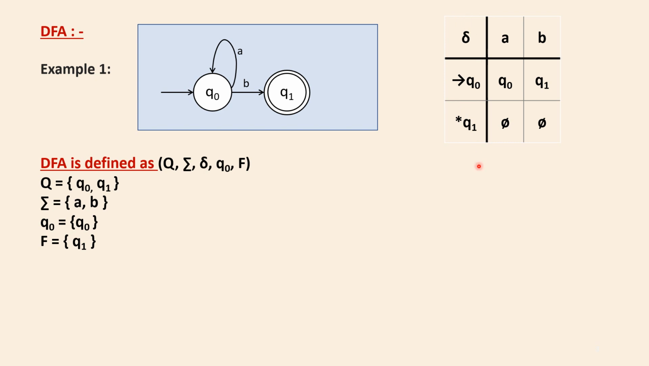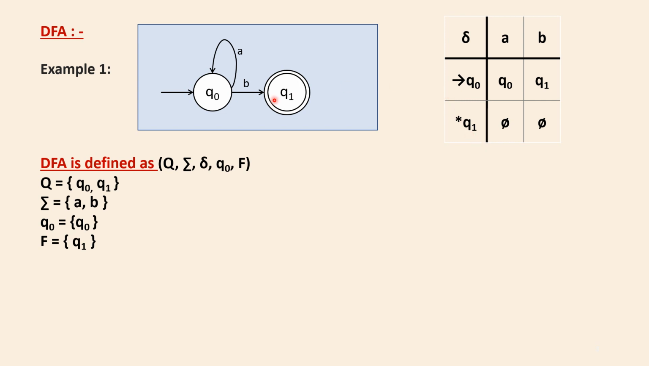Now this is the transition table we use to represent the diagram. In the first column we have all the states, and in the first row we will be having the input symbols. Here we have a small arrow to represent that Q naught is the start state, and here we have a star or an asterisk to represent that Q1 is the final state.